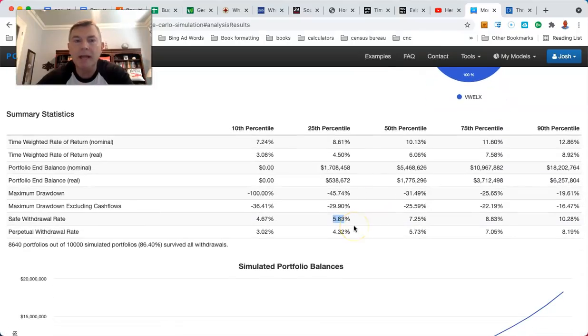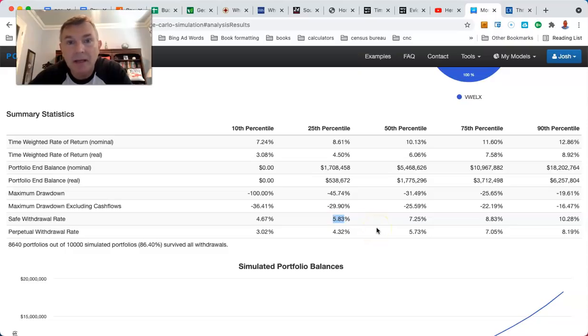was 5.83%. Perpetual forever is 4.32%. So in the 25th percentile, 25% of the time, or I have 75% of the time I have more, but 25% of the time I have this or less. The perpetual was 4.32. So that means for 40 years, for 50 years, for basically forever. 25th percentile on the 30-year safe withdrawal rate was 5.83.